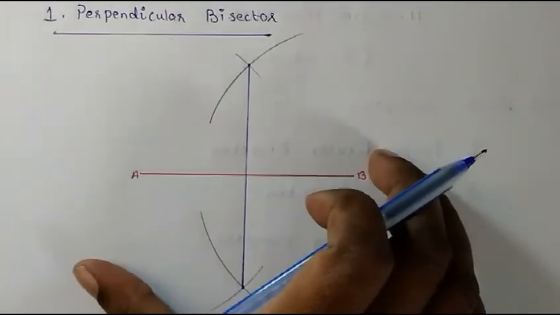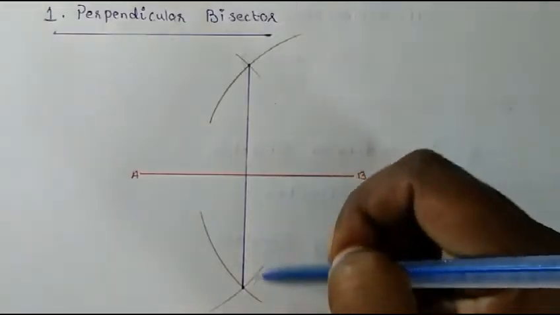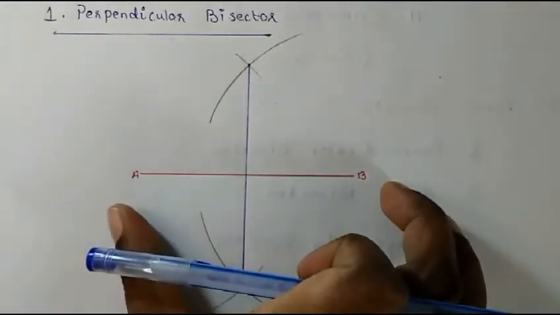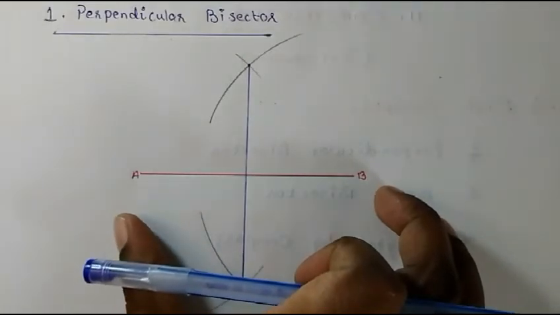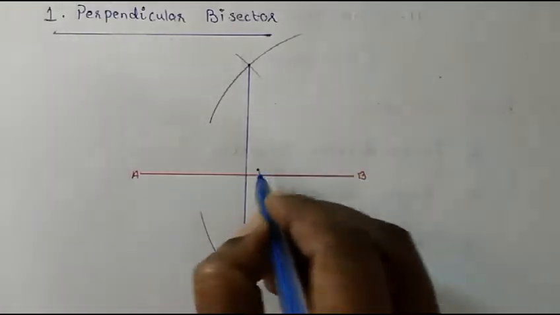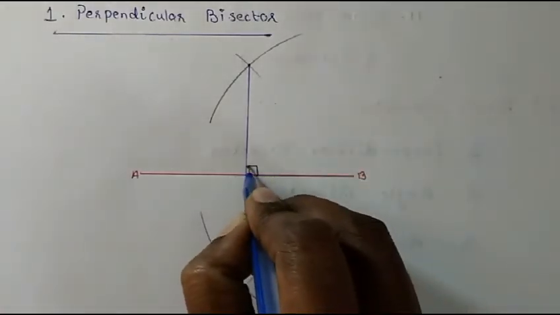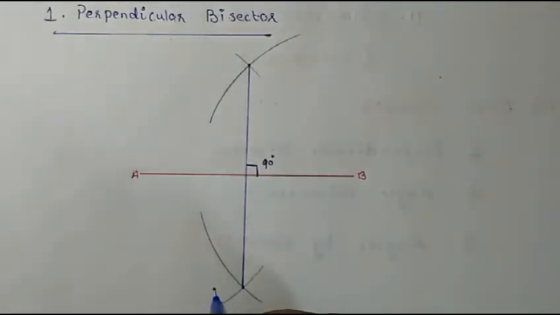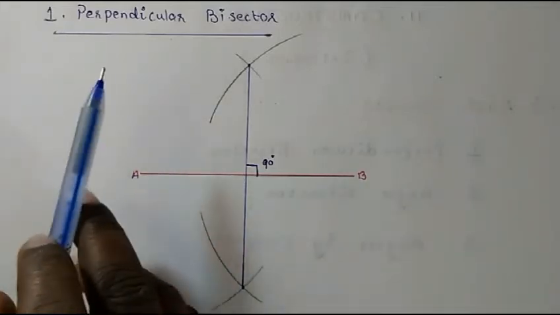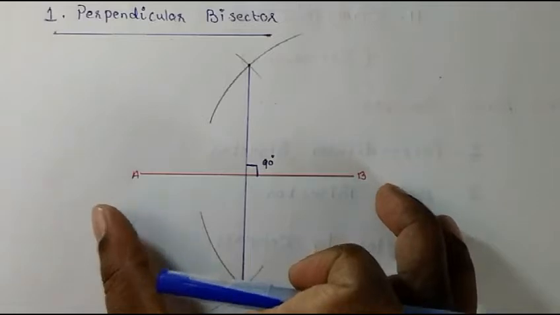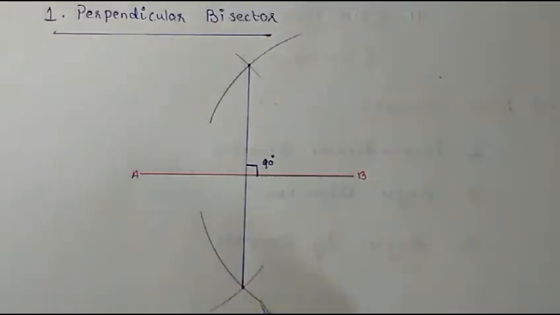So what is the speciality of this line, what we call the perpendicular bisector? It divides this line AB equally in half. Not only does it divide this equally in half, it also creates a 90 degree angle here. Exactly 90 degrees it creates. So that's why we call it perpendicular bisector. The speciality of the perpendicular bisector is dividing this line segment equally in half at 90 degrees.